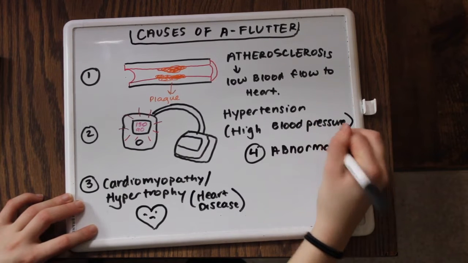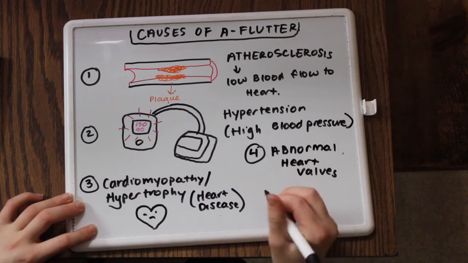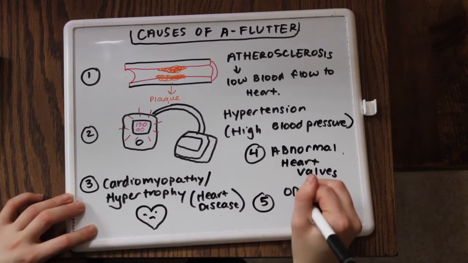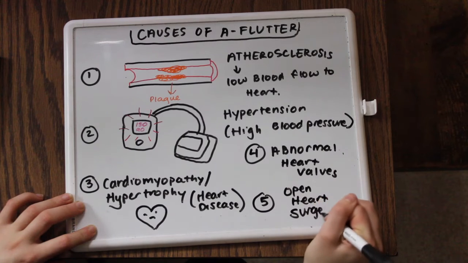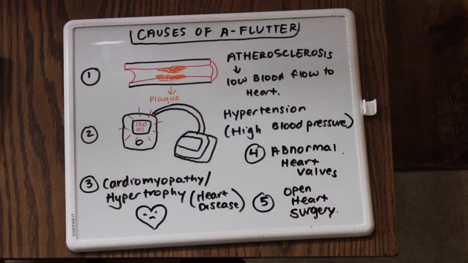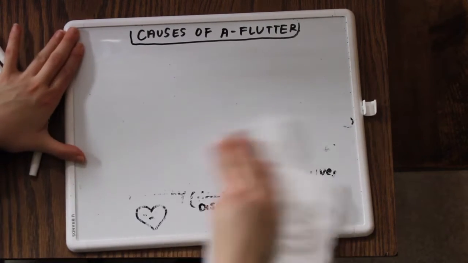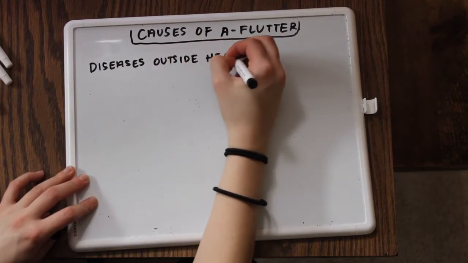The fourth is abnormal heart valves. Tightening or leakiness of these valves can trigger stress in the heart and cause abnormal rhythms. And the last is open heart surgery. Obviously, a surgery like this is really stressful on your body, and your heart can have irregular rhythms after the surgery. There are causes, though, outside of your cardiovascular system that can cause atrial flutter.